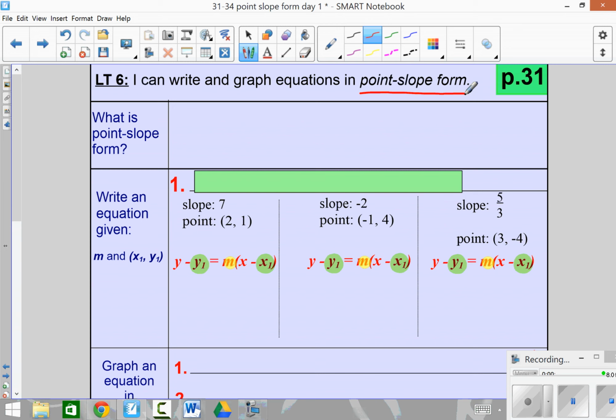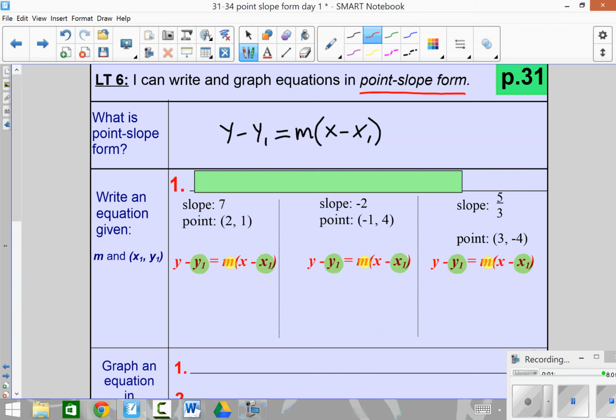So let's start out with what is point-slope form. I'm going to give you this form here. Write it down carefully. Point-slope form is this. It's y minus y1. It's not an exponent, it's a subscript, just like y1 minus y2 in the slope formula. And then it's equals m times, in parentheses, x minus x1, close a parenthesis. That is the point-slope form.